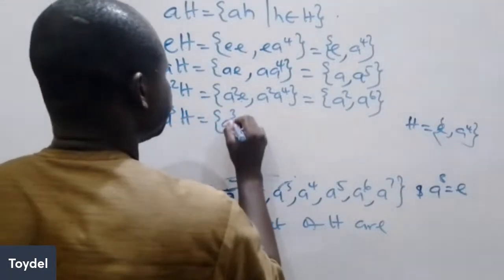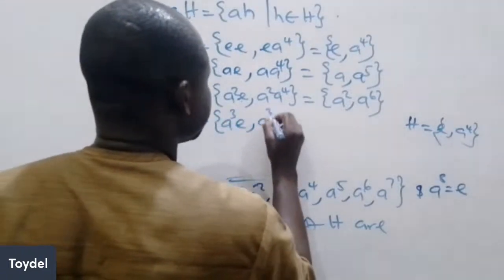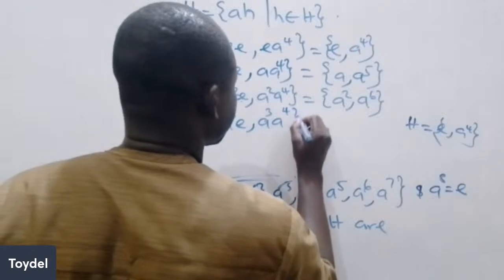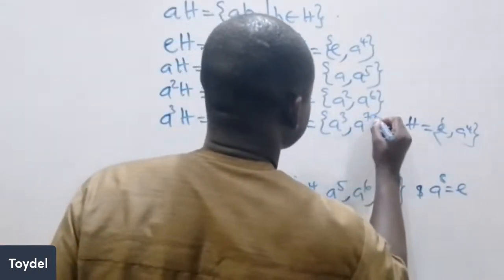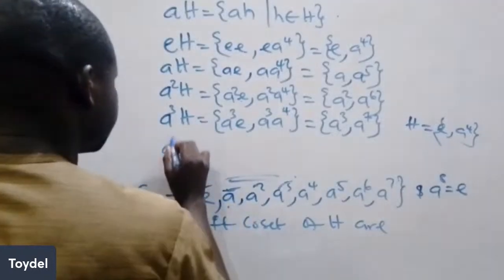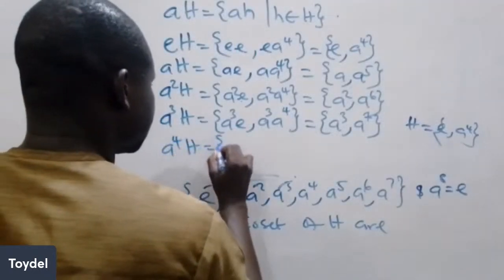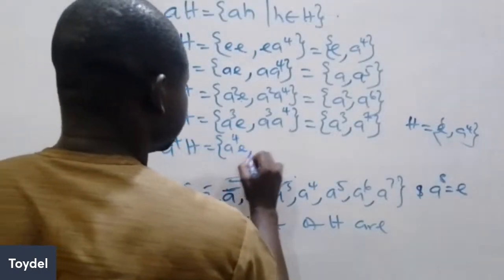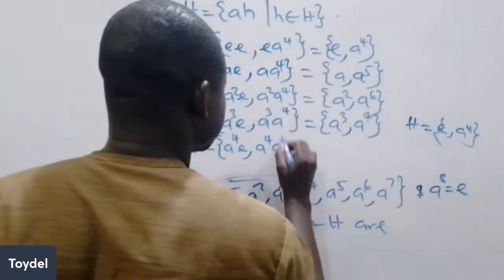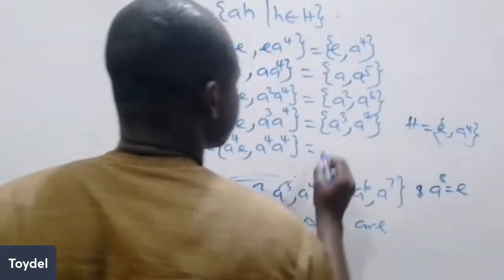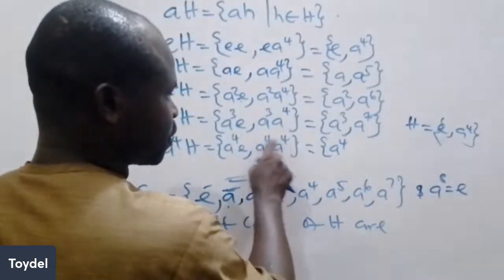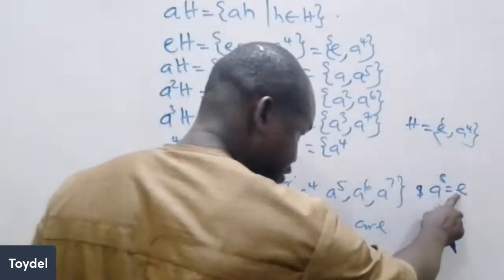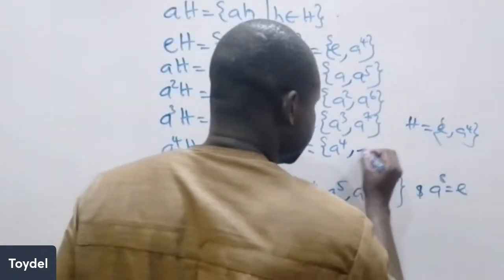We are going to have a³e = a⁴a³, and that will give me a³a⁴ = a⁷. Then we have a⁴h, that will be a⁴e, a⁴a⁴. So here I'm going to have a⁴a⁴. Please note, 4 plus 4 is 8, a⁸ is e. That's what we have.